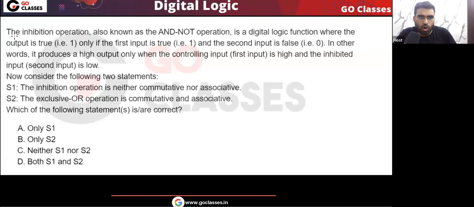The inhibition operation is a new operation the question is defining. We already know the AND operation, OR operation, XOR operation, many operations, but the question is defining a new operation, that is the inhibition operation, also known as the AND NOT operation. It is a digital logic function where the output is 1 only if the first input is 1 and the second input is 0. Okay, very simple.